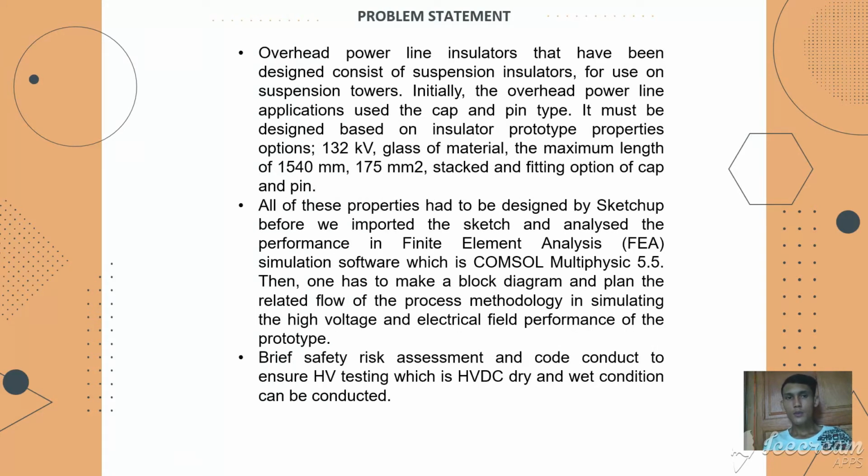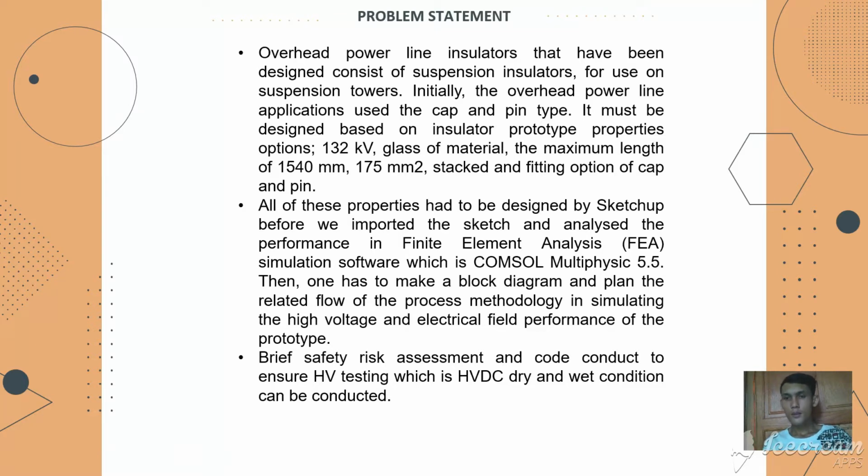Okay, next is the problem statement. The overhead power line insulator that has been designed consists of a suspension insulator for use on a suspension tower. Initially, the overhead power line application used the cap and pin type. It must be designed based on the insulator prototype property option, that is 132 kV plus material types. The maximum length must be 1540 mm and 175 mm square. Stack and fitting option of cap and pin.